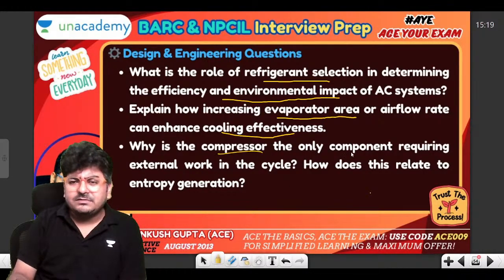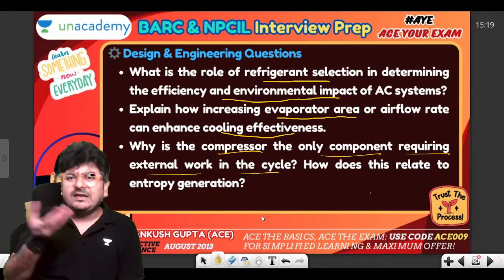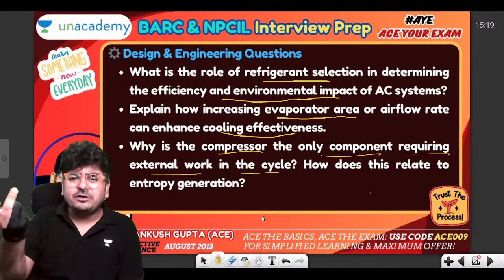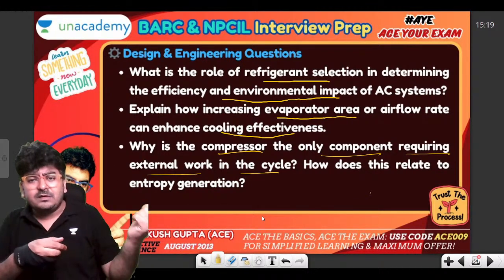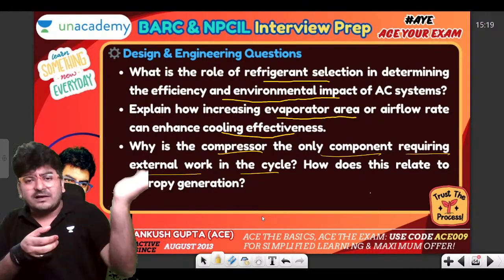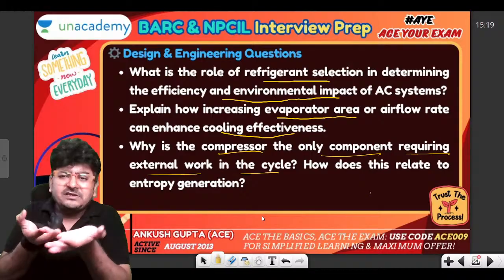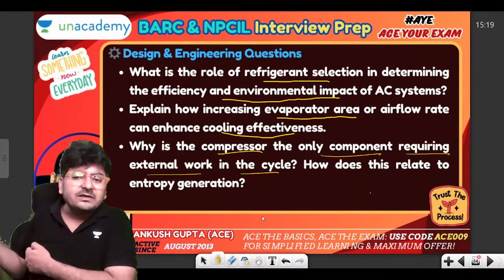Why is the compressor the only component requiring external work in the cycle? Because nowhere else is it needed. In the compressor, we are increasing the pressure of the vapor to increase the temperature. You know, the vapors coming from the evaporator, we need to send them as high temperature vapors into the condenser. So we need to increase the temperature.